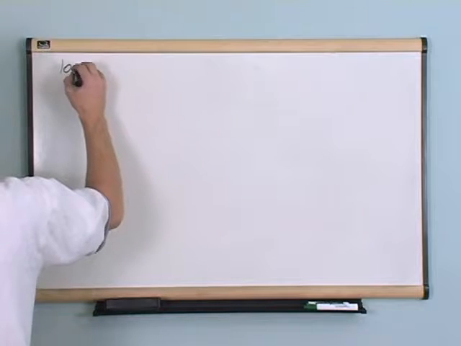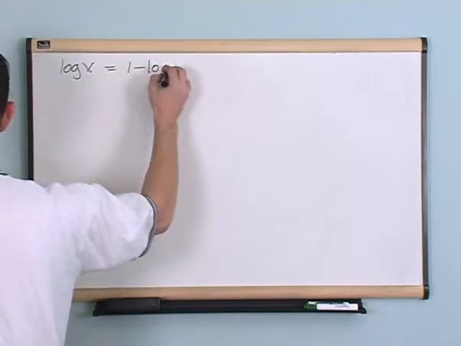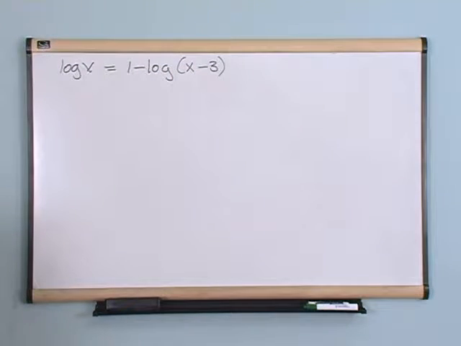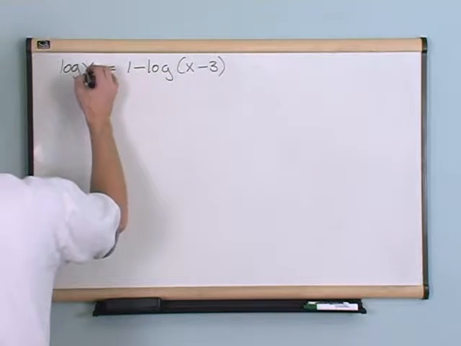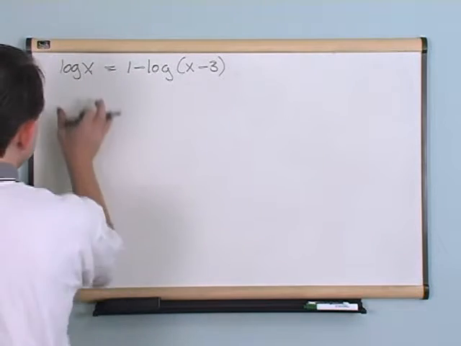Okay, the next equation we're going to work on is log x equals 1 minus log x minus 3. Okay, what I'm going to do with this one is I need to get x by itself.